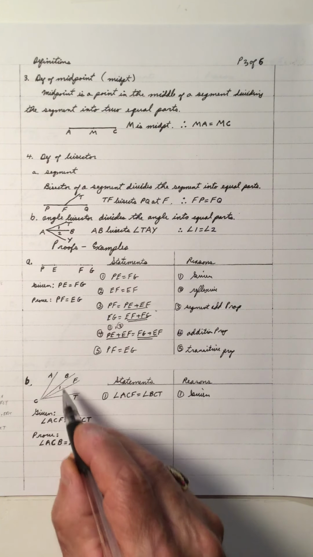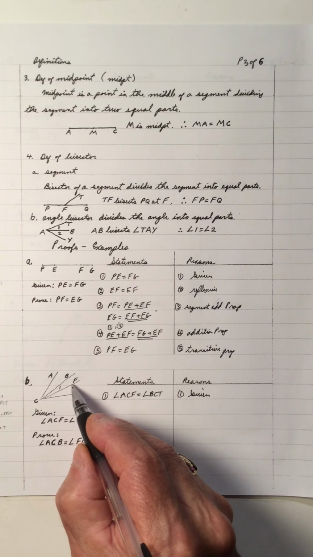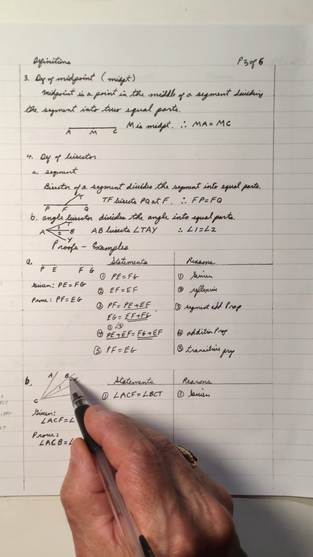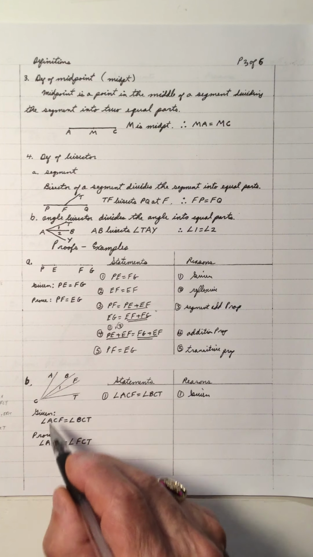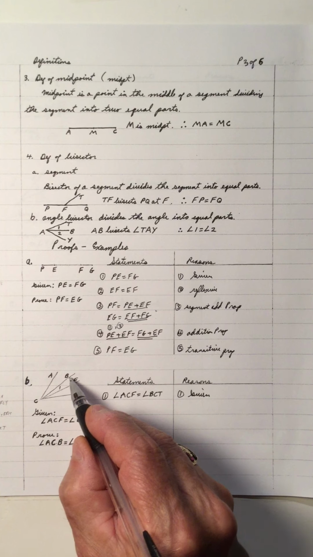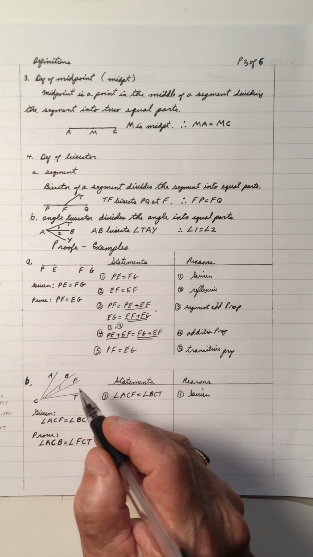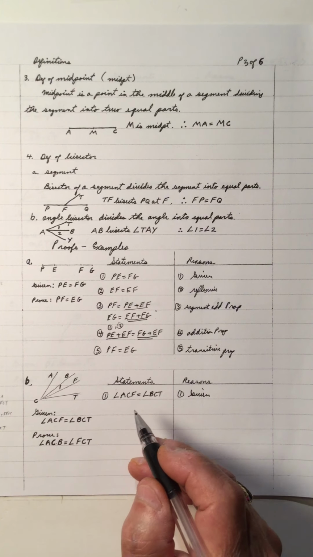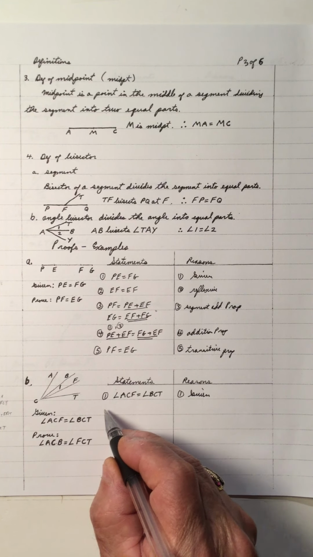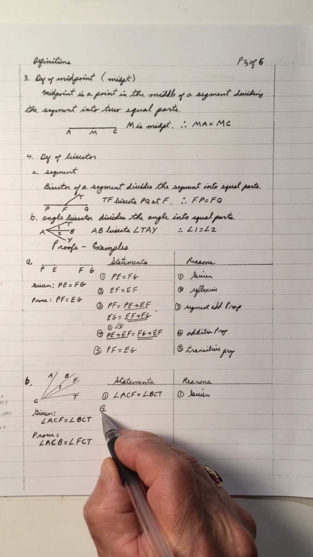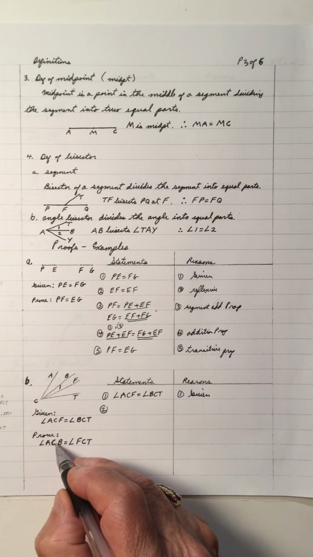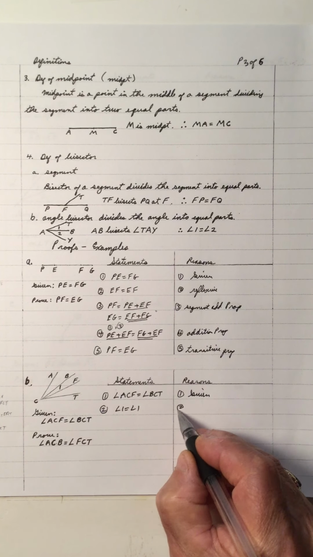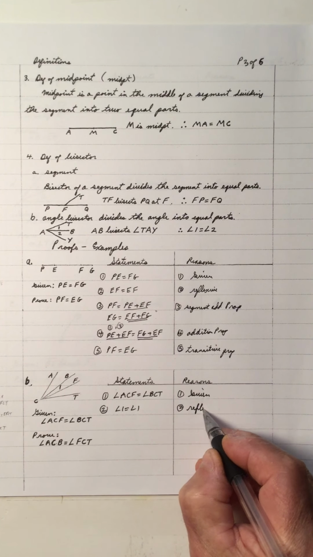So ACF is the big angle, and BCT is the big angle. We want to get to ACB, which is a small one. So that means we're subtracting. Notice I got angle 1 right here, and that means I'm going to subtract because I'm going from a large angle to a smaller angle. So angle 1 is equal to angle 1, and again, that's the reflexive property of equality.